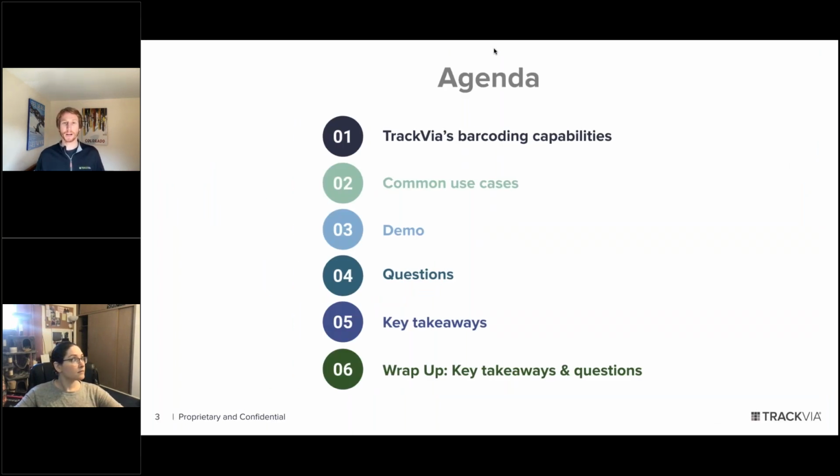So let's jump into the agenda for today. We're going to be looking at TrackVia's barcoding capabilities, right? What are they? What do we have the option to do within TrackVia when it comes to barcodes? We'll talk about some common use cases, some ways that our customers use barcode functionality. Then Alex is going to walk us through a demo in TrackVia so you can see it in action. Any questions that we didn't get to during the capabilities or the use cases or the demo discussions, we'll also have a section for questions. We'll talk about some key takeaways, and then we will just wrap things up at the end.